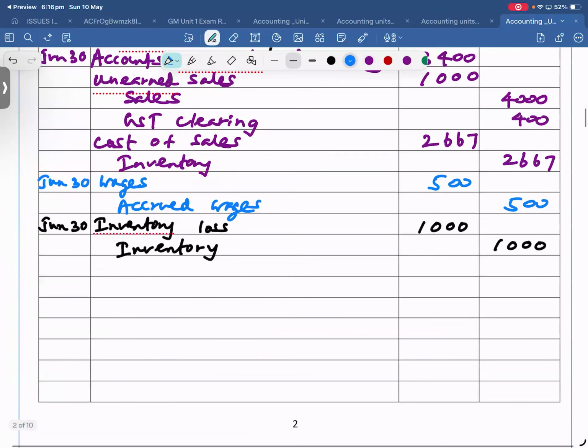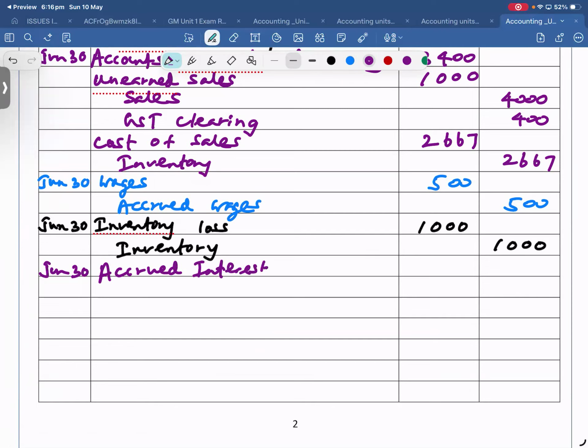What's the double entry? You debit accrued interest revenue, not unearned, okay? Accrued, because we have earned the interest revenue, haven't received it yet. 400, and then you are crediting interest revenue.